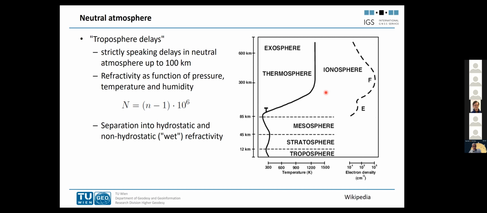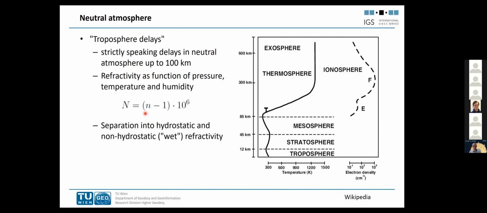Important terms for us are refractivity and refractive index. These two quantities, capital N and small n, can be calculated from pressure, temperature, and humidity. We typically separate the total refractivity into two parts: the hydrostatic part and the non-hydrostatic part, which is often called wet refractivity.